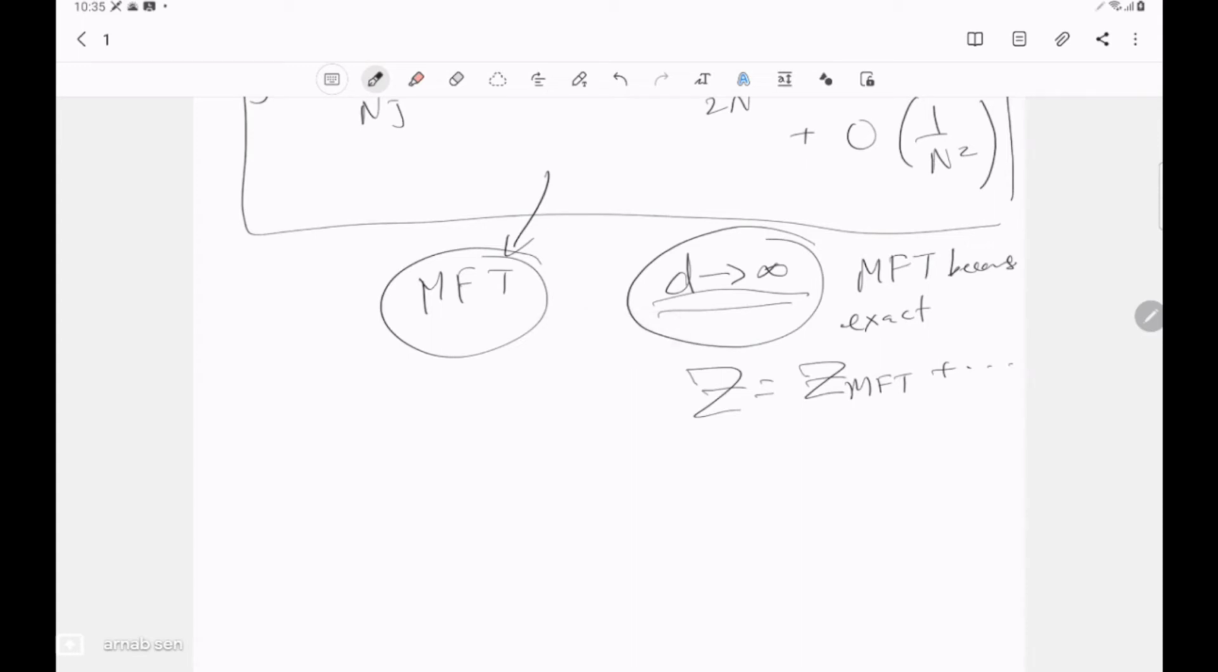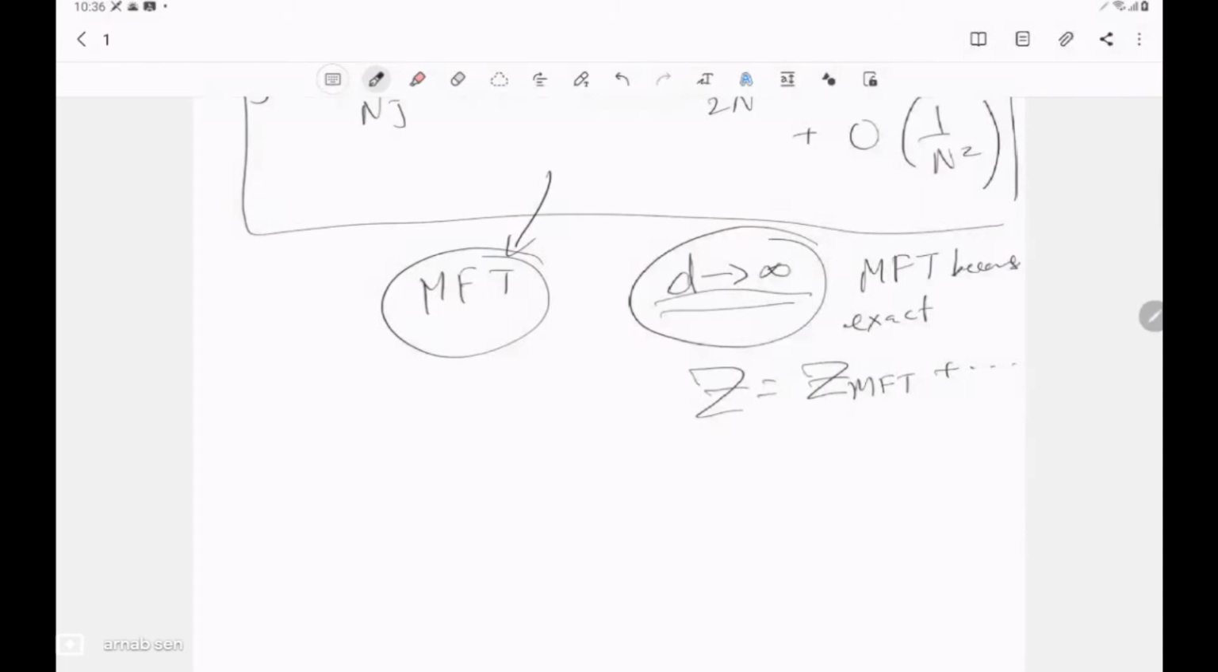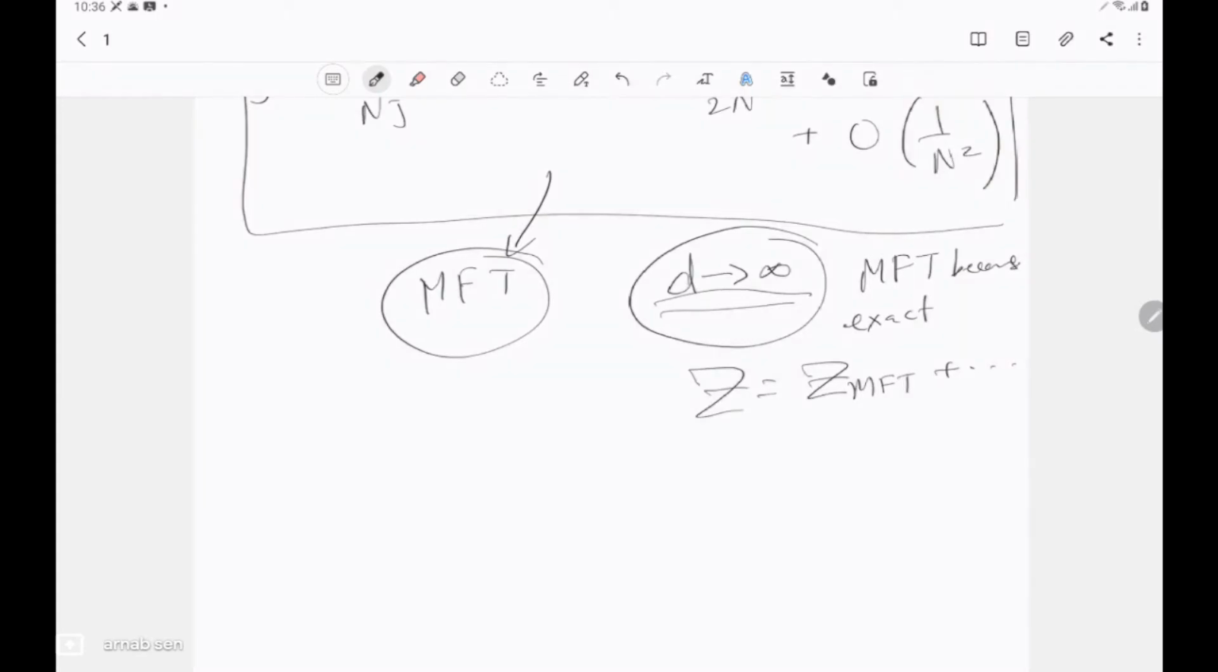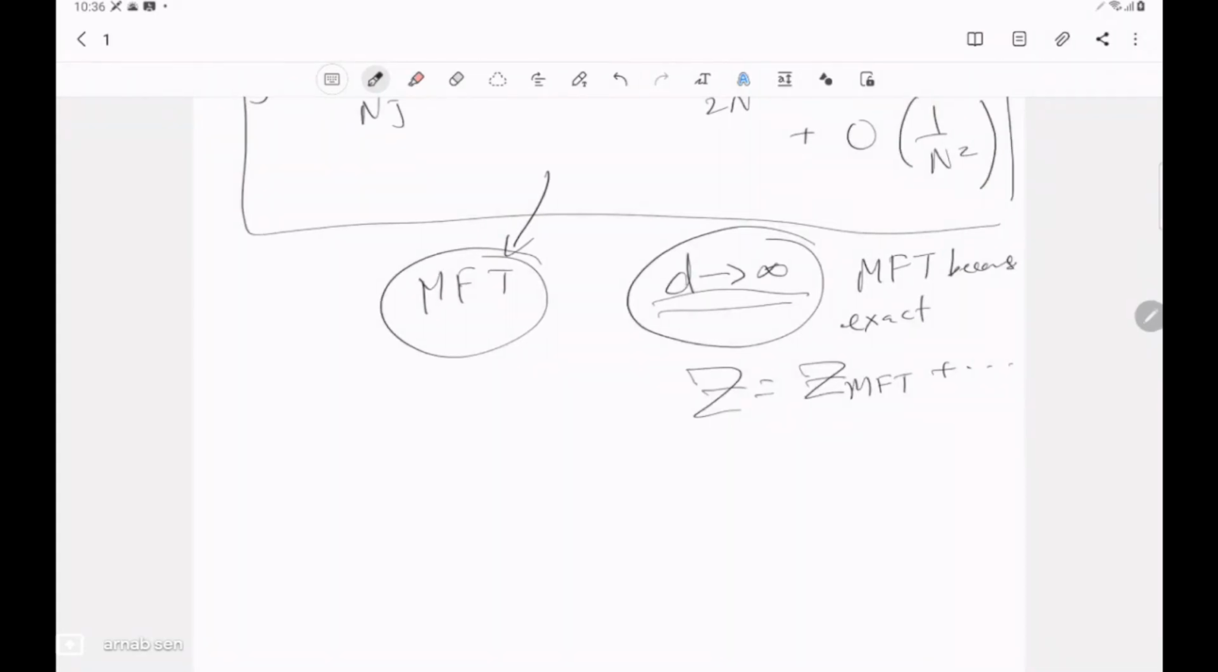Sir, what would have happened if we didn't add the j by n in the first case? Then the problem would not have an extensive energy, and there is no thermodynamic limit to that problem. As you know, in statistical mechanics, energy needs to be extensive. It would not have been extensive, so that doesn't make sense. Okay, sir.